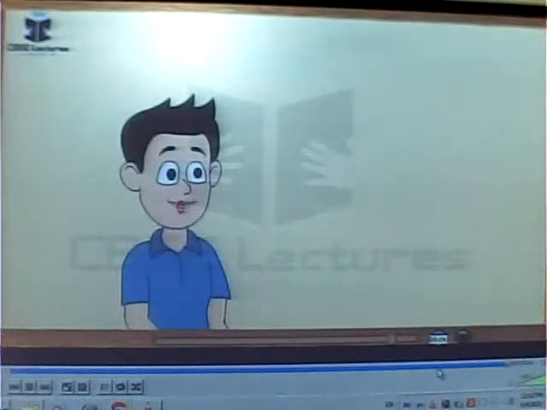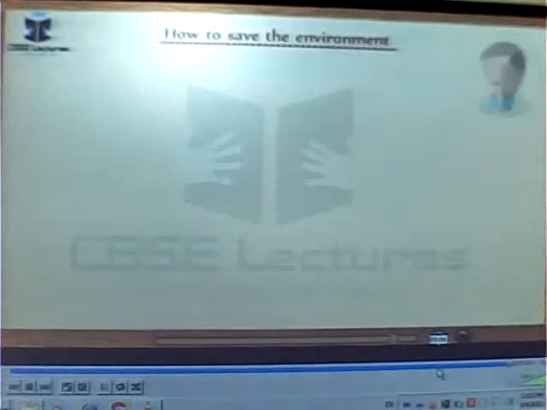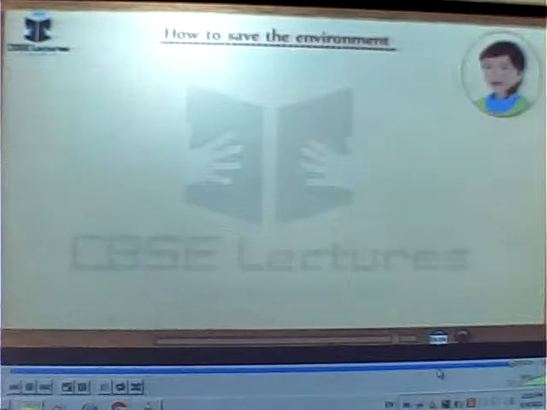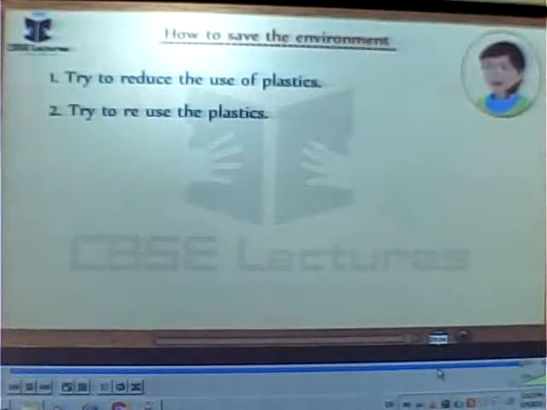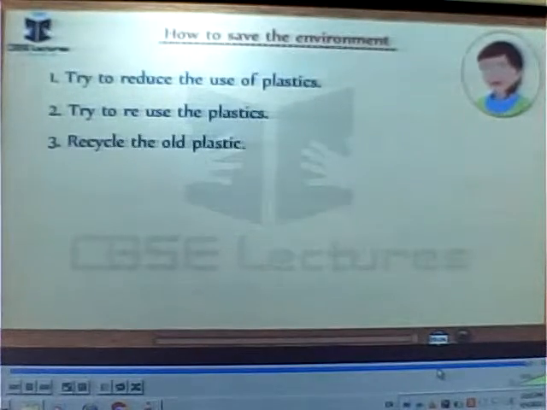Ma'am, how can we save our environment? We can take steps to reduce the use of plastics wherever possible by following our rules. Try to reduce the use of plastics. Use paper bags or cloth bags instead of polythene bags. Try to reuse plastic, that is, by using the plastic containers which come with jam and pickle. Recycle the old plastic by sending it to the plastic industry for melting.